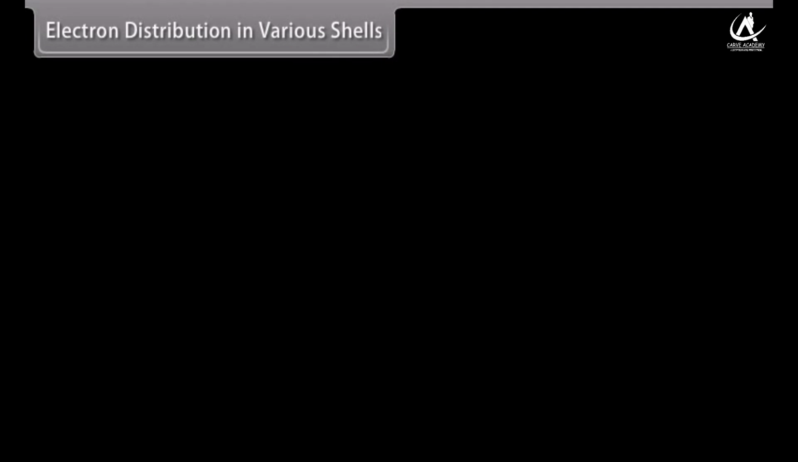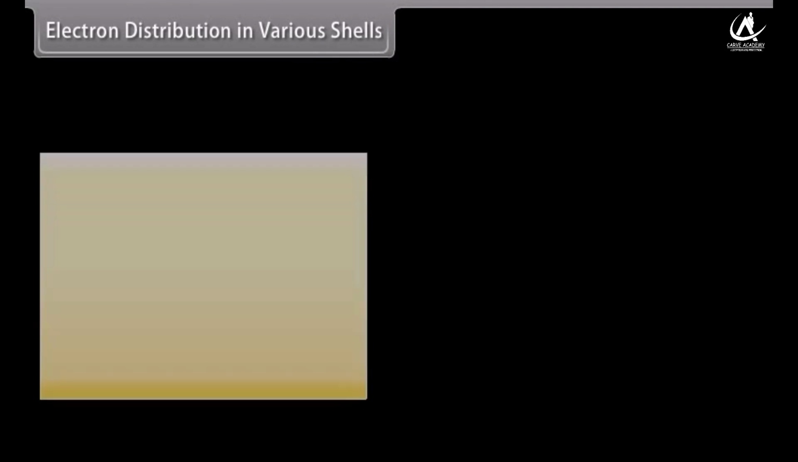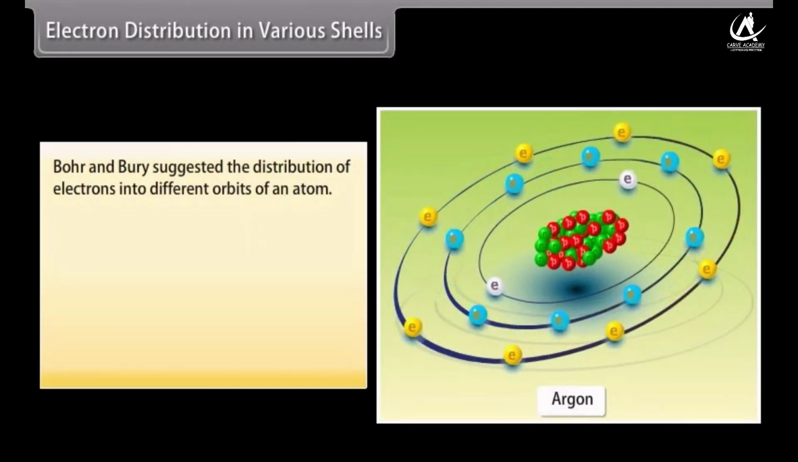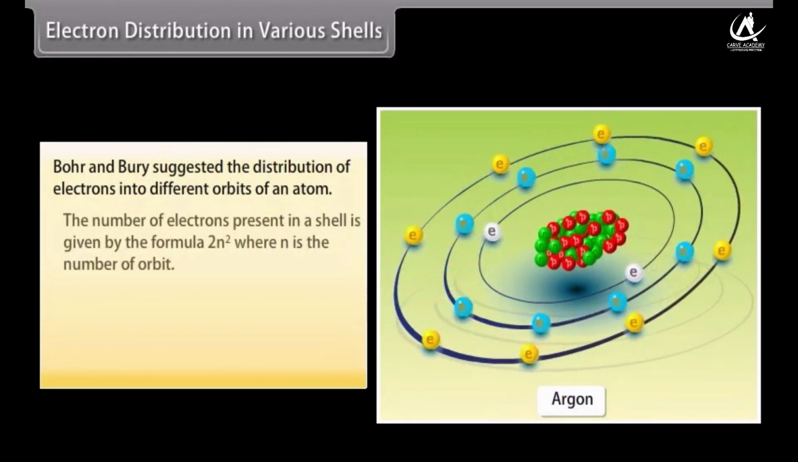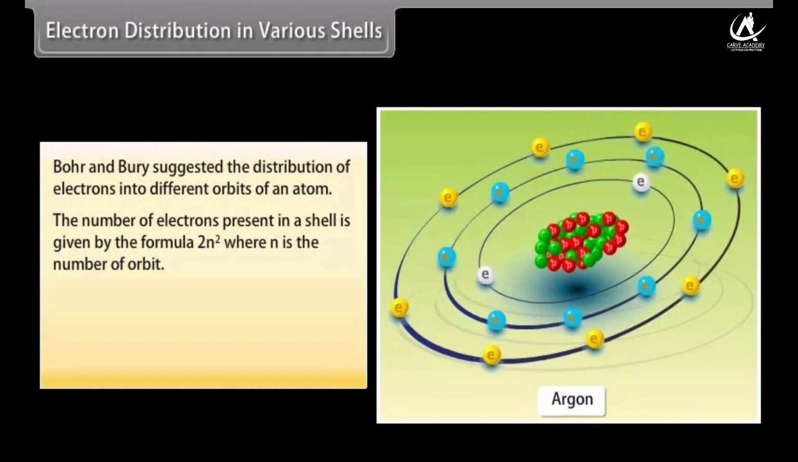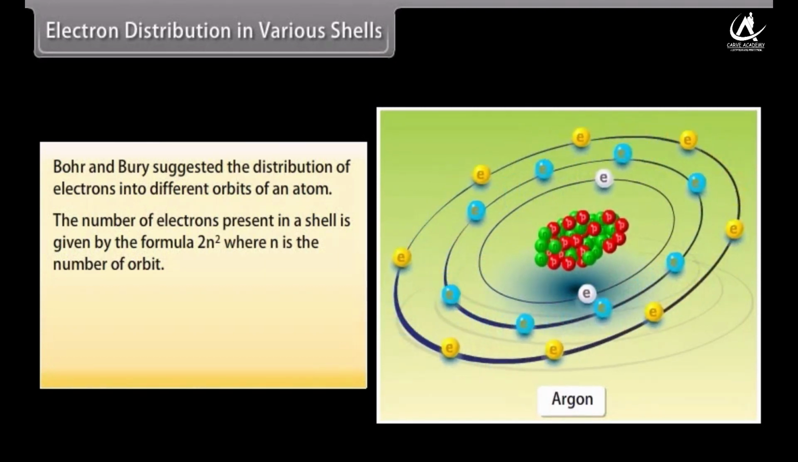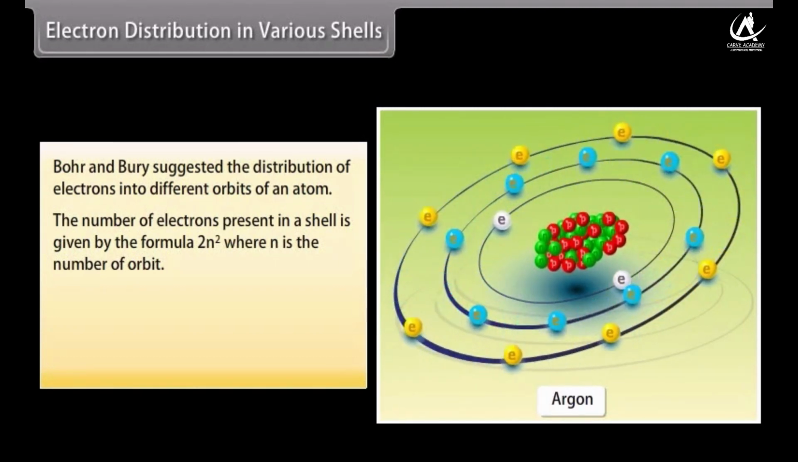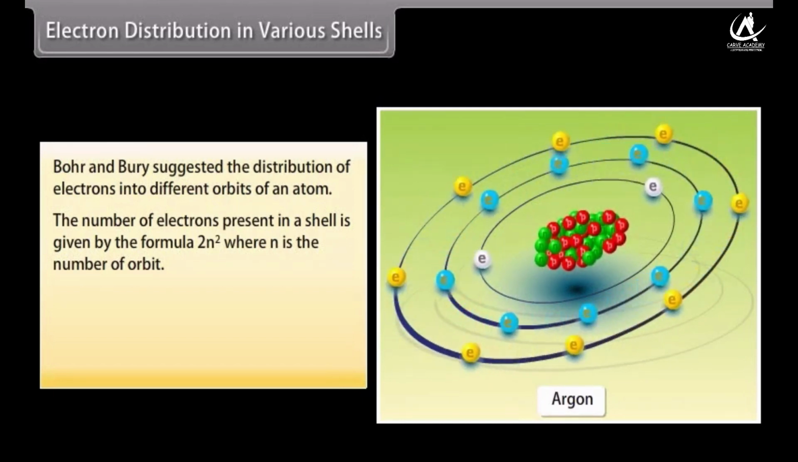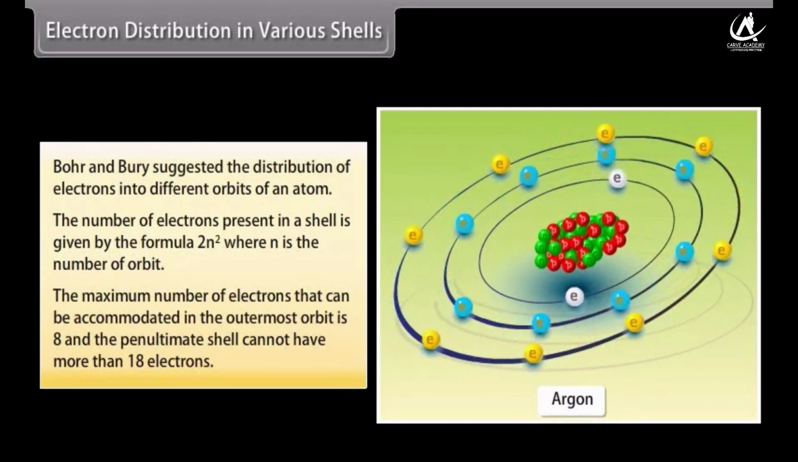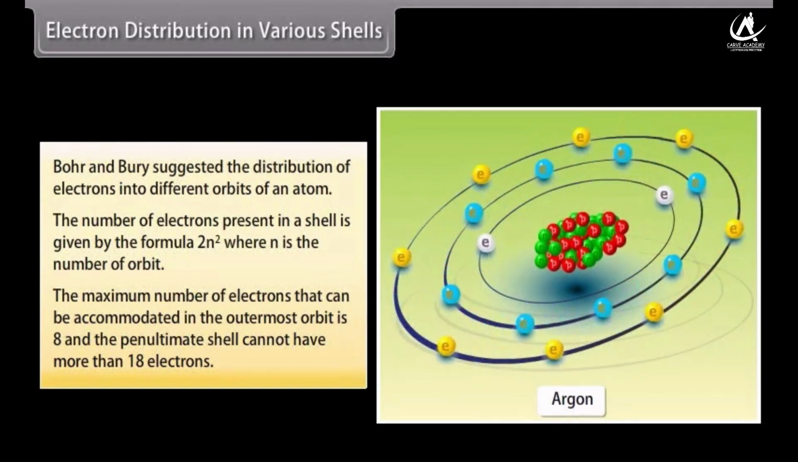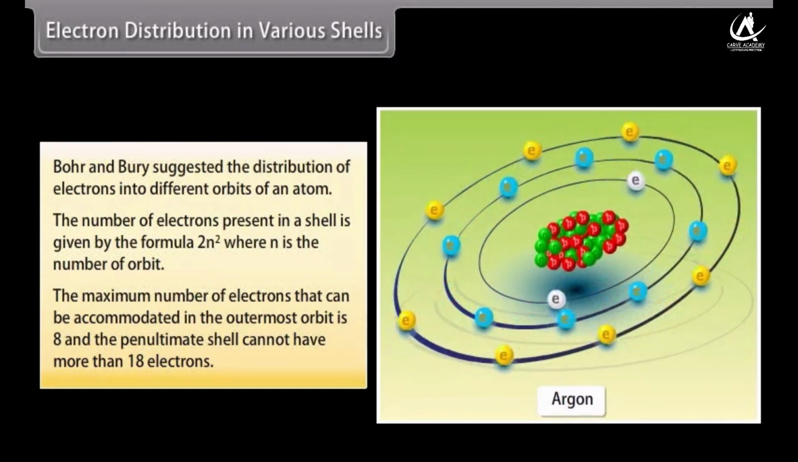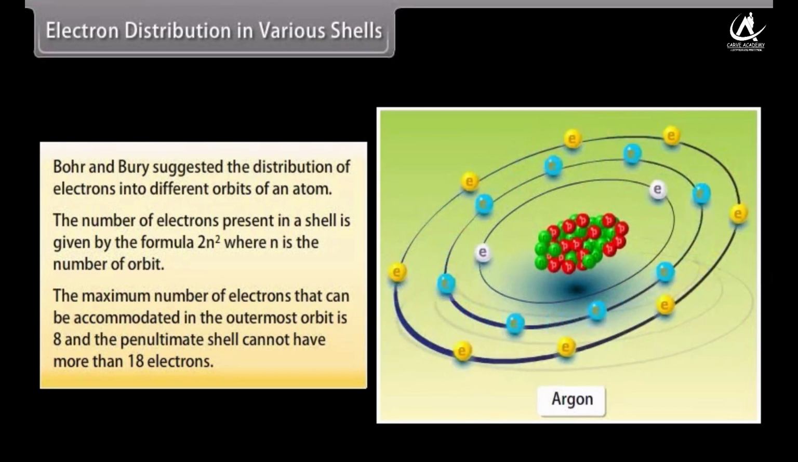Electron distribution in various shells. Bohr and Bury suggested the distribution of electrons into different orbits of an atom. The number of electrons present in a shell is given by the formula 2n square, where n is the number of the orbit. The maximum number of electrons that can be accommodated in the outermost orbit is 8, and the penultimate shell cannot have more than 18 electrons.